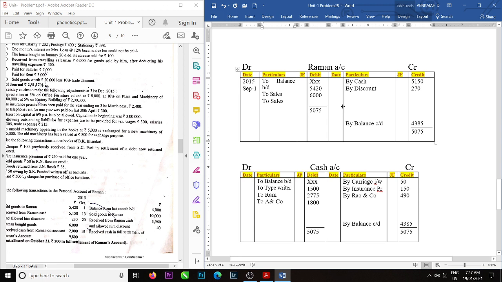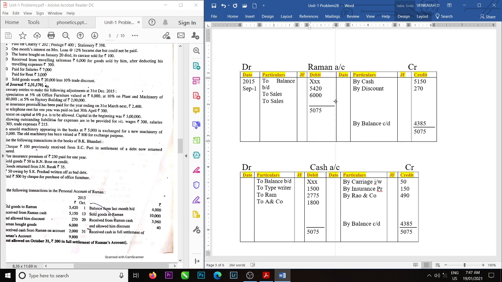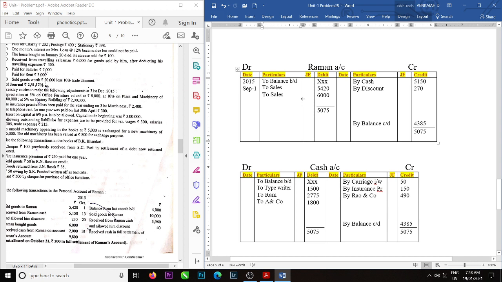In these three transactions, I never posted the Raman name in the body of the ledger account. The rule is, in the Raman account we cannot write the Raman name; we have to record the opposite name. First journal entry, Raman account debit to sales account. I am preparing the ledger account of Raman, so I use the opposite name, that is sales, posted on the debit side.